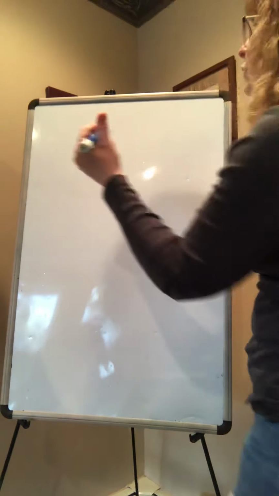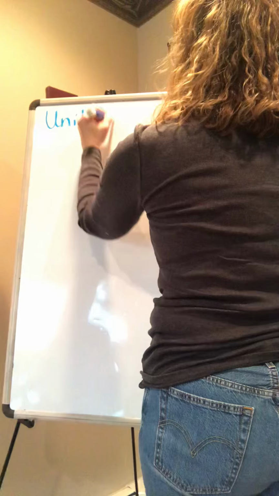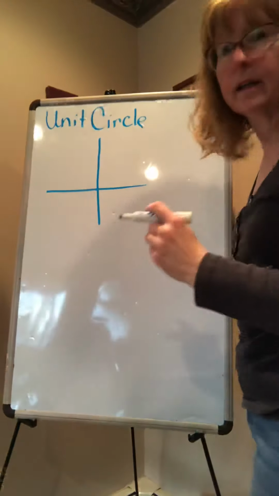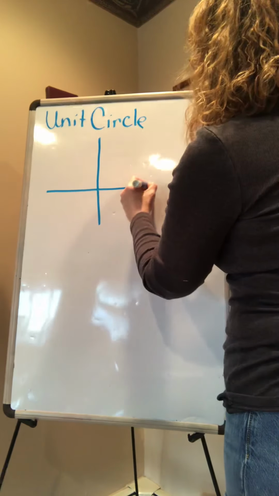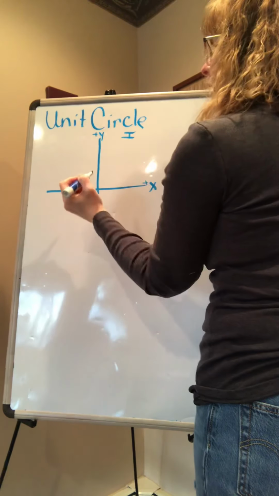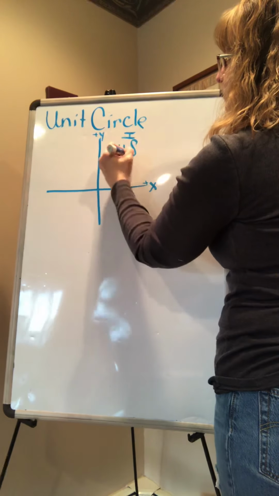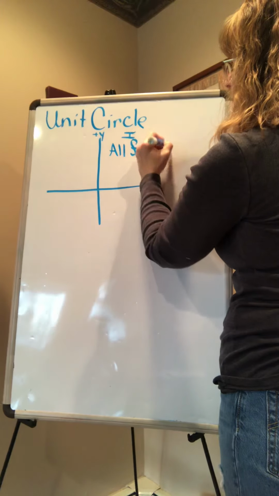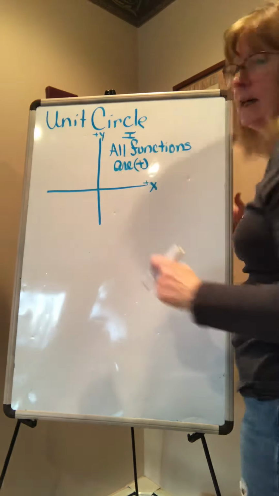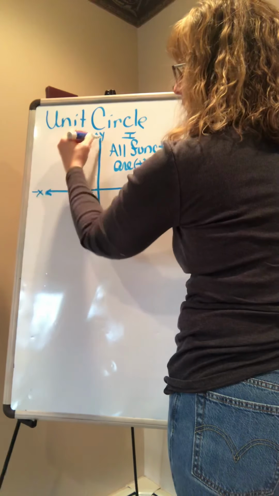When you're on the unit circle, and this is only for the unit circle, every quadrant matters. Quadrant 1 has a positive x and a positive y. That means every single function, all functions, are positive. Sine, cosine, tangent, positive.